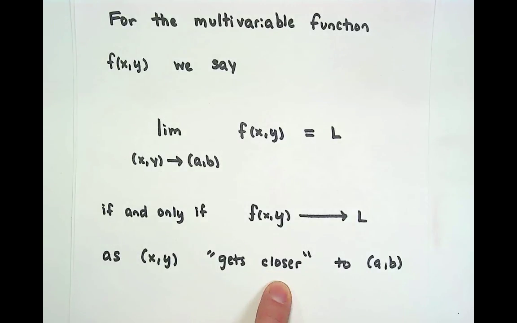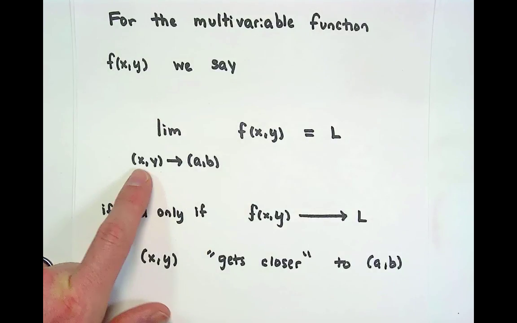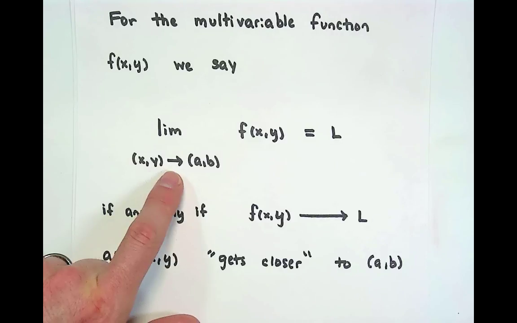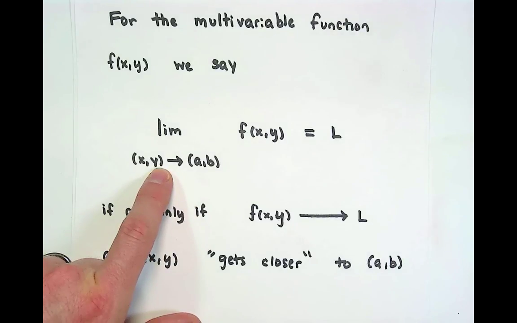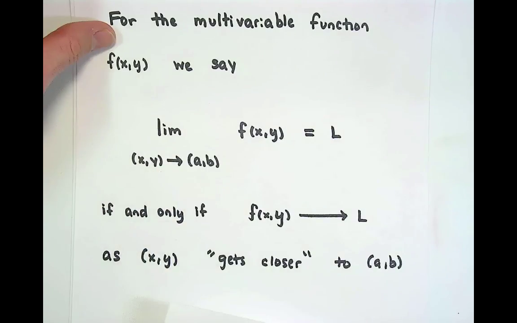The word "close" here is actually very poorly defined. In single variable calculus, we use the measurement of absolute value between x and a to talk about how close something is. One of the major differences between single variable limits and multivariable limits is that our domain in multivariable has at least two inputs.